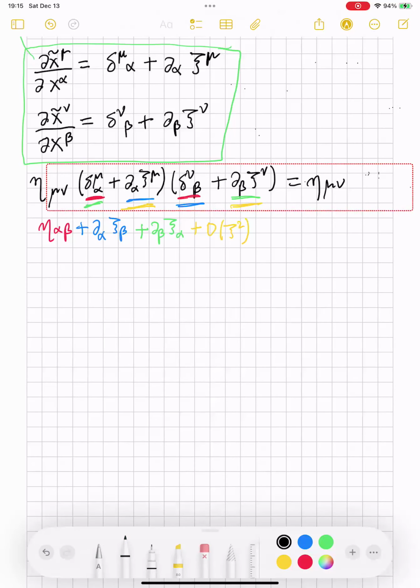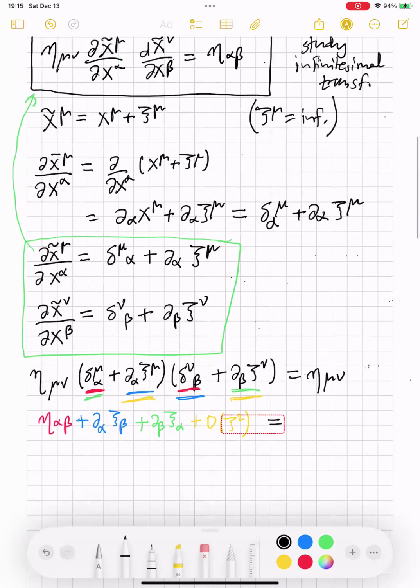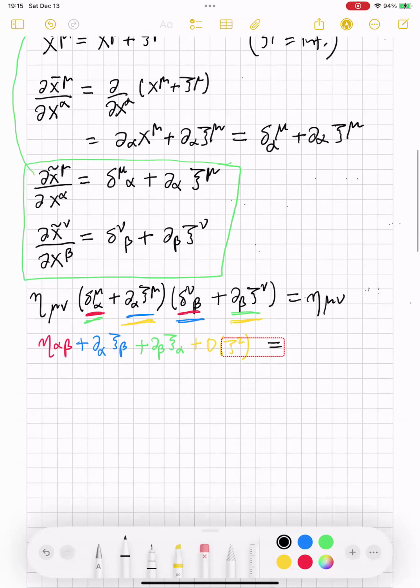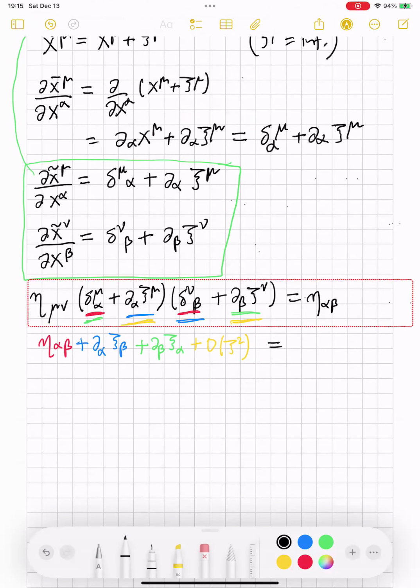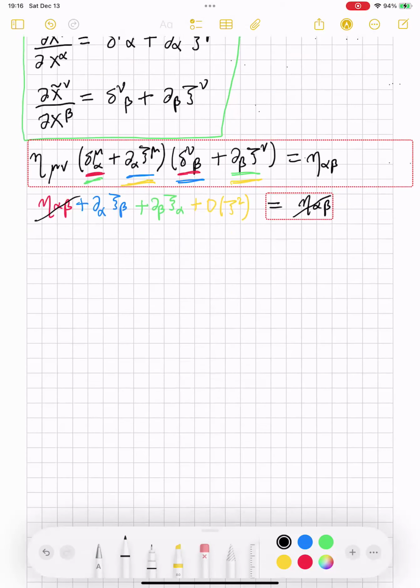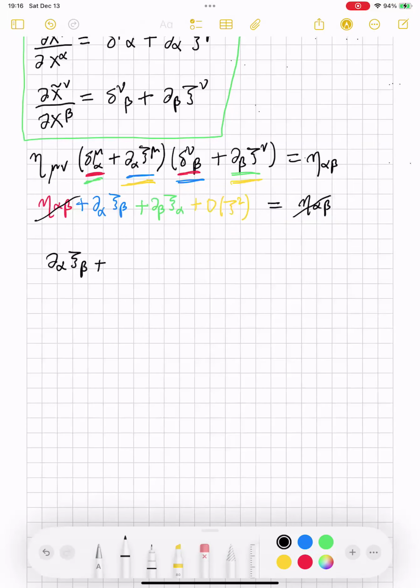And this should be equal to, oh, sorry. So in this equation, this should have been equal to eta alpha beta. So let me just change those indices. That was a typo. So let me write the correct indices. This is eta alpha beta. And then what you see is, so this is eta alpha beta. So this term cancels against that term, so that the equation that we'll end up getting says d alpha zeta beta plus d beta zeta alpha is equal to 0.